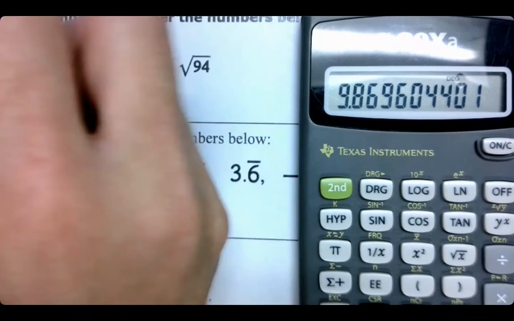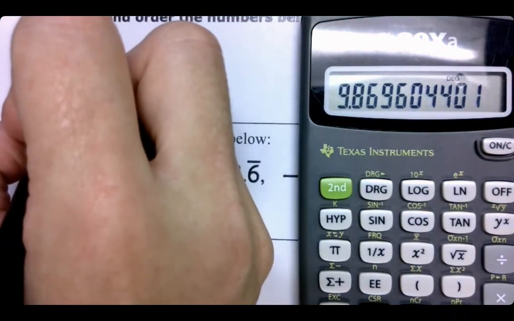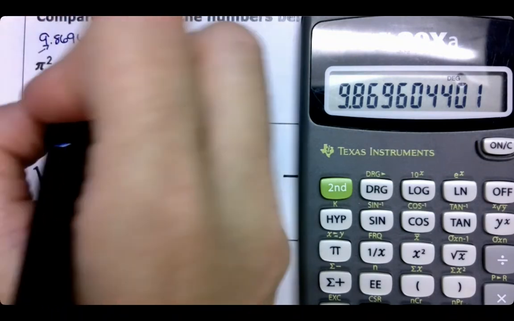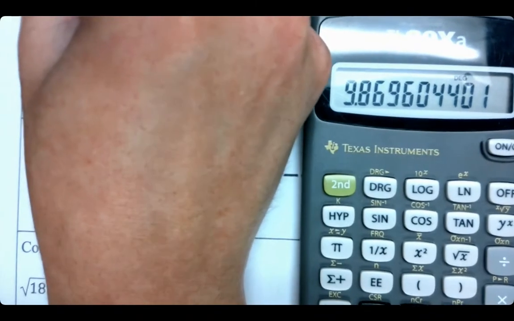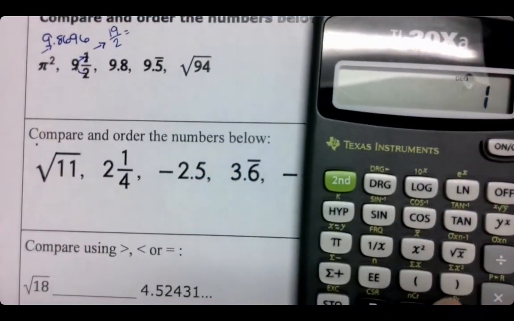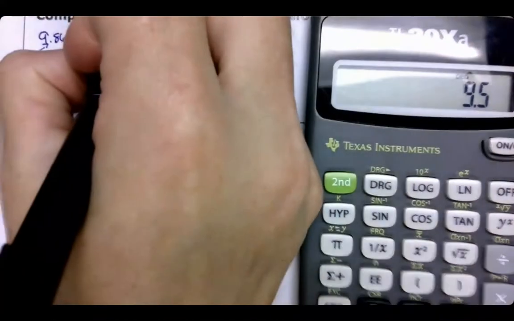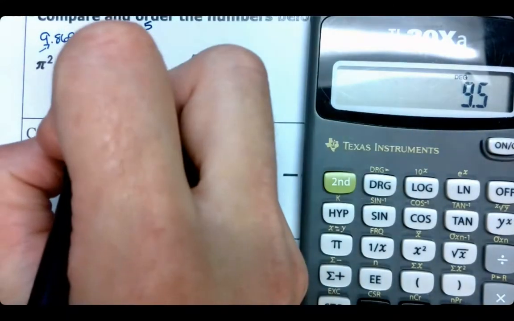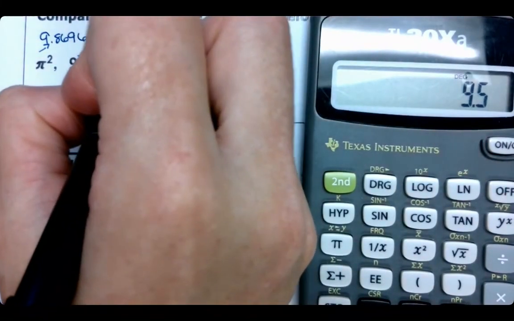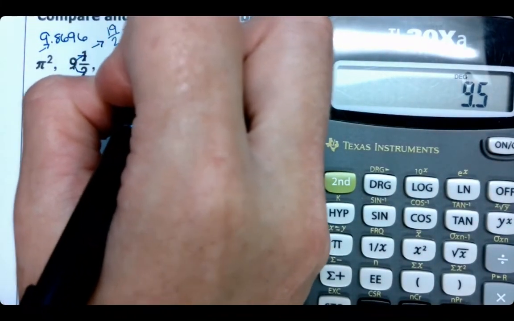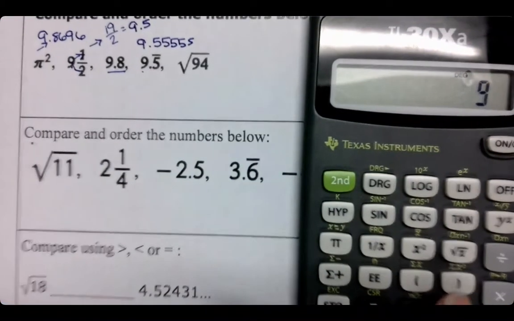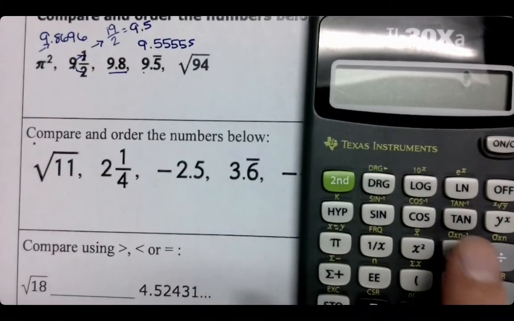9 1/2. We've talked about this. Remember how we did our C? So 2 times 9 plus 1 is 19 over 2, which is equal to, what's 19 divided by 2? 9.5. Then we have 9.5 with a line over it. Notice how this has a line over it. So really this is 9.55555555, right? And then we have the square root of 94.